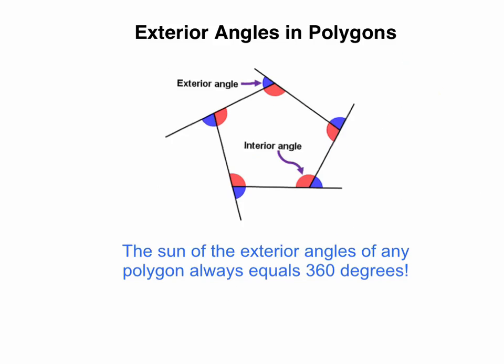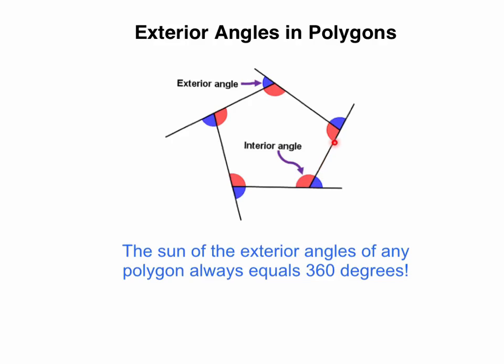Let's now turn our attention to the exterior angles in polygons. And we have a picture here of a regular pentagon, so it has 5 sides, and the interior angles are marked in red. Those are the ones that we've talked about. And for a pentagon, the sum of the interior angles is 540. Now let's pay attention to the exterior angles.